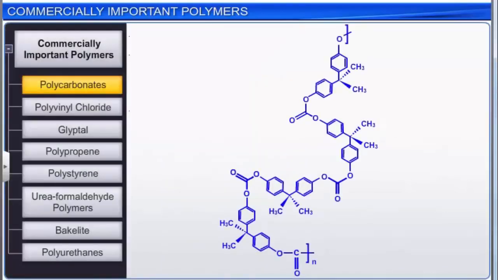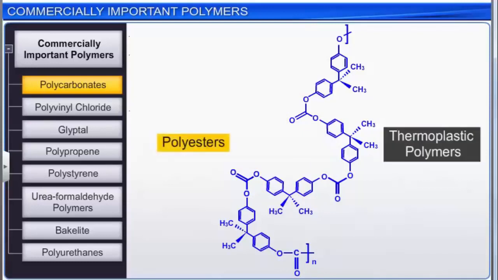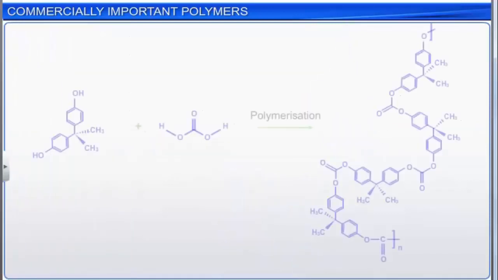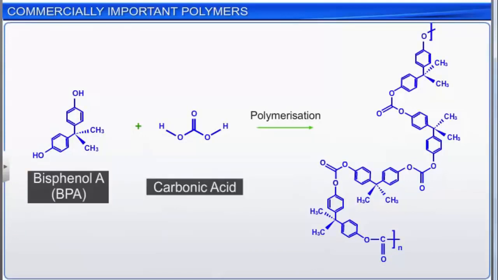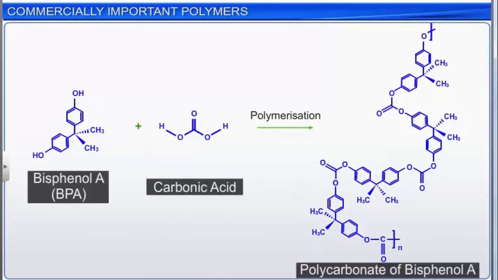Polycarbonates are a group of polymers named for the carbonate groups holding the repeating units together in their backbone chain. These are thermoplastic polymers that belong to the class of polyesters. The most common polycarbonate is made from bisphenol A, or BPA, a diphenol, and carbonic acid. The formula for the polycarbonate of bisphenol A is shown here.